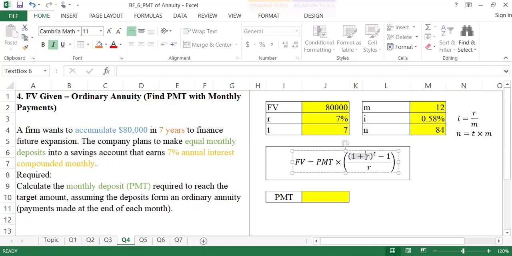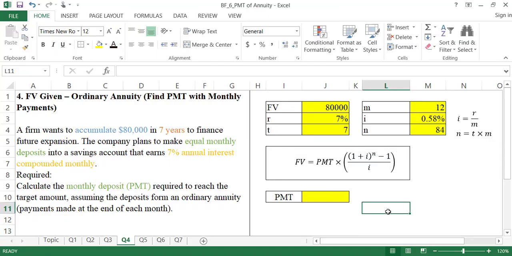Adjusting the future value formula for I and N, now simply put I of 0.58% over here, N of 84 and FV of 80,000. You will get a PMT of 740. If you invest 740 monthly for 84 months at a monthly interest rate of 0.58% compounded monthly, you will get 80,000 at the end of the period.